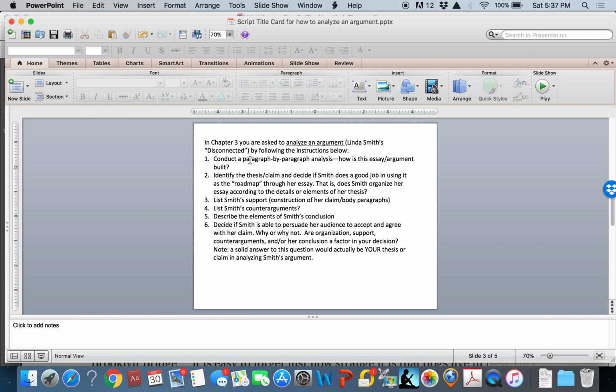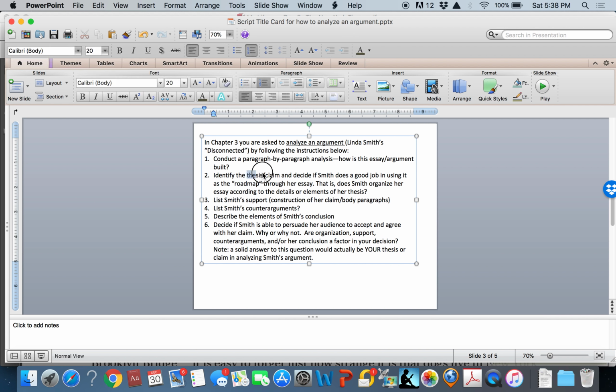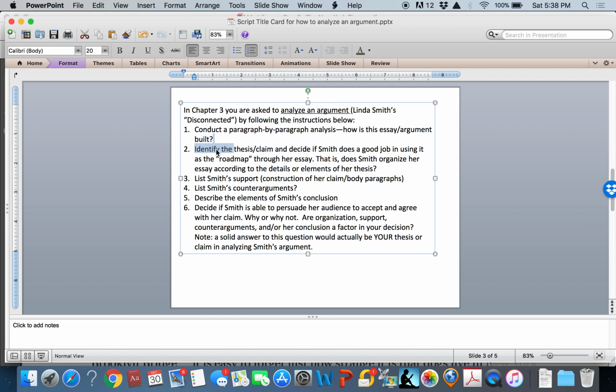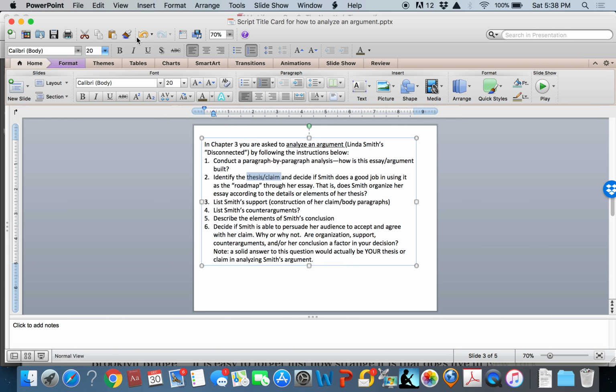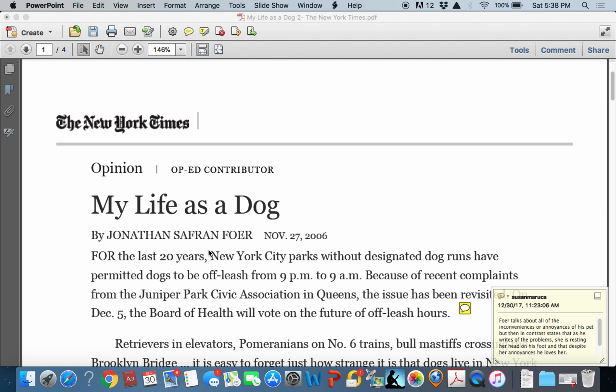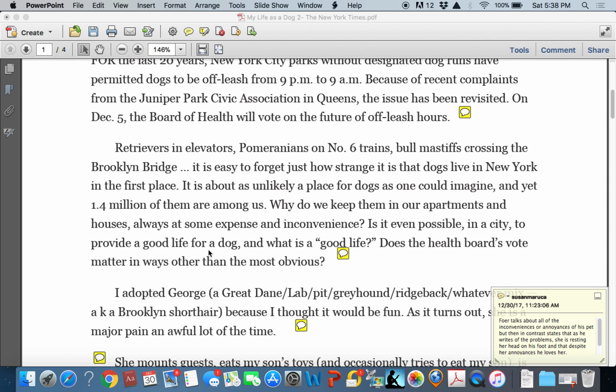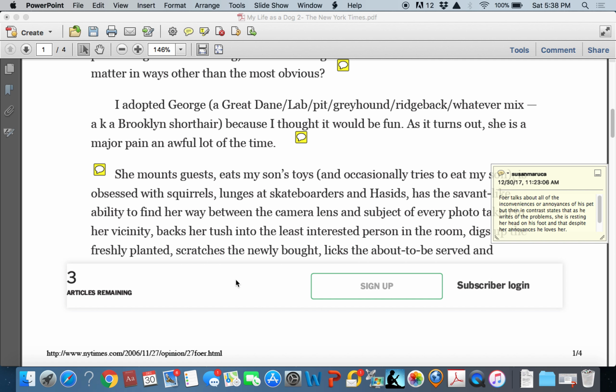We did our paragraph by paragraph analysis. And when we look at how the argument or essay is built, we are looking for things such as the thesis or the main idea. So that's one of the things that we're looking for, that thesis or the main idea. And so I'll look at the text, and I tend to highlight areas where I think the main idea evolves.